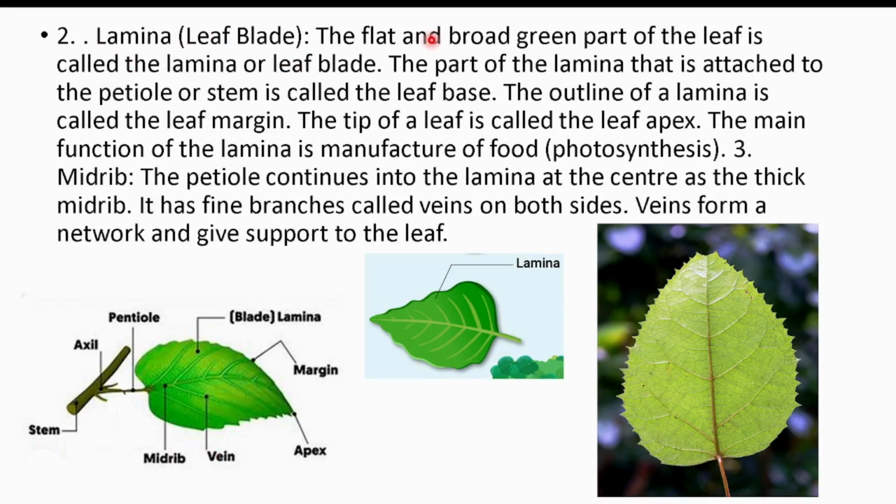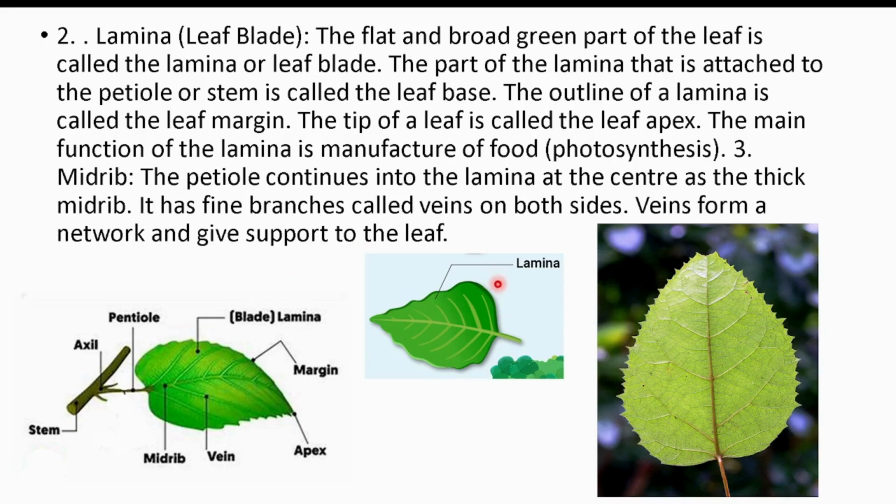Lamina, leaf blade. The flat and broad green part of the leaf is called the lamina or leaf blade. The part of the lamina that is attached to the petiole or stem is called leaf base. The outline of lamina is called the leaf margin. The tip of a leaf is called leaf apex. The main function of the lamina is to manufacture food with the help of photosynthesis. Third one is midrib. The petiole continues into the lamina at the center as the thick midrib. It has fine branches called veins on both sides. Veins form a network and give support to the leaf.